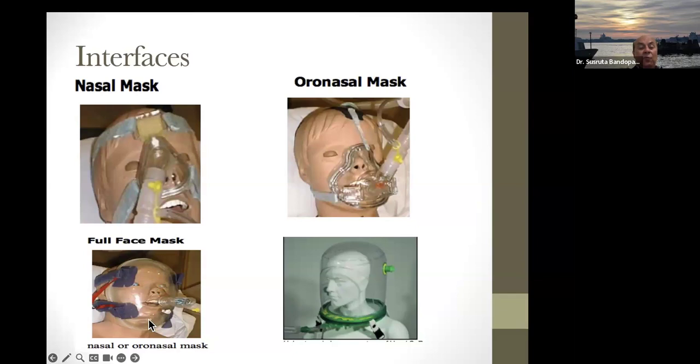There can be a full face mask. This is slightly better than a nasal-oral mask, the oronasal mask, and there might be a helmet-like mask. These masks may be better, but they induce a sense of claustrophobia. The patient might feel too covered, and if the patient coughs or vomits, it becomes a problem to take out the mask, clean, and put it back.